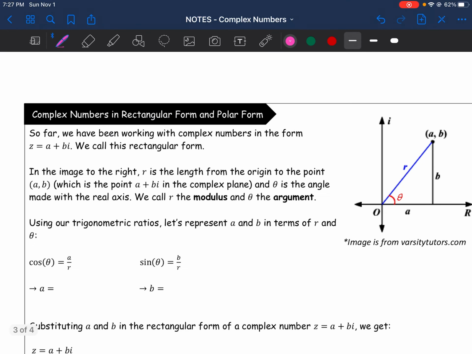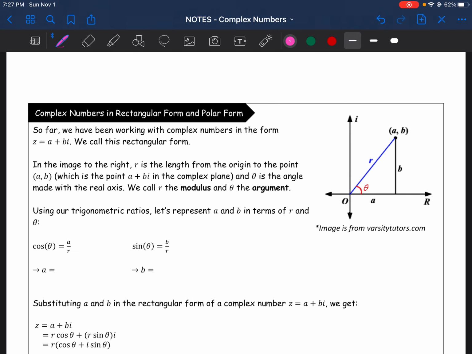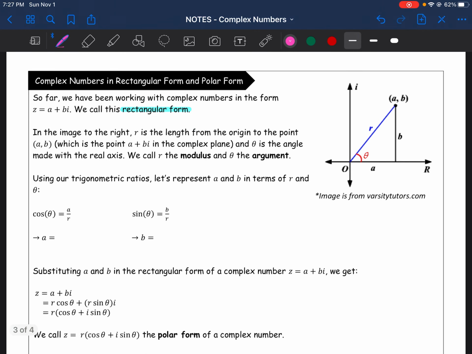All right, so let's talk about something called polar form. So far, we have been working with complex numbers in the form z, the complex number, equals a plus bi, and we call this rectangular form. Now, in the image to the right, r is the length from the origin to the point a plus bi in the complex plane, and theta is the angle made with the real axis. Again, we call r the modulus, and we're going to call this angle theta the argument.